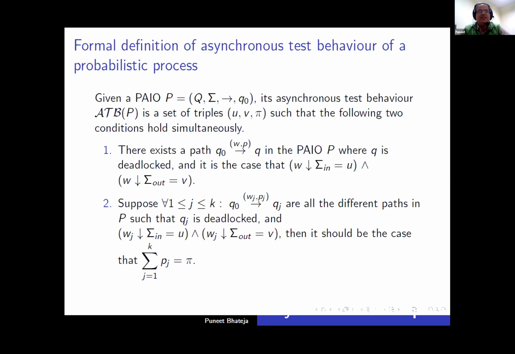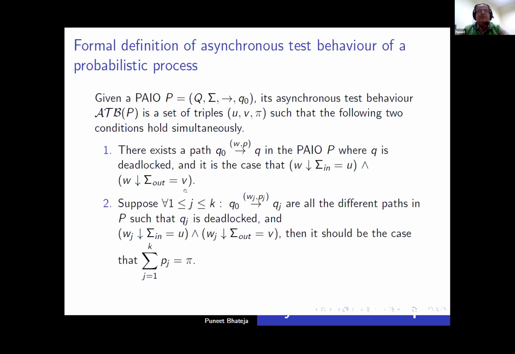The first condition says that there must exist a path from the initial state to another state q, and that q should be deadlocked. By deadlock, I mean that there shouldn't be any output action emanating from that particular state. And now this path is labeled by w, p, which means that W is the sequence of actions that one does and P is the probability. Now, if W is projected onto the input alphabet, you get U, and when W is projected onto the output alphabet, you get V.